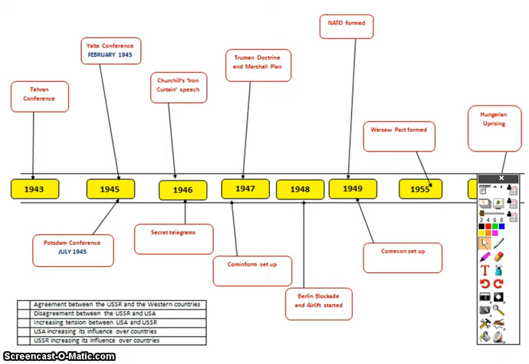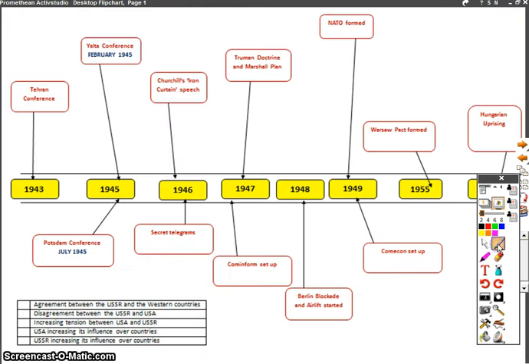We are looking at a timeline here of 1943 to 1956, and the topic is the development of the Cold War, which is topic 1 of Unit 1. This task today involves two things. We're going to look at these events, categorize them, and link some of them. The first thing we're going to do is look at this key in the bottom left. We are going to use 5 different color highlighters, and we are going to highlight some different events.